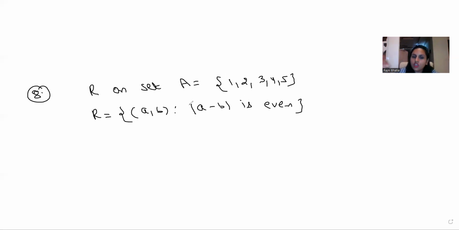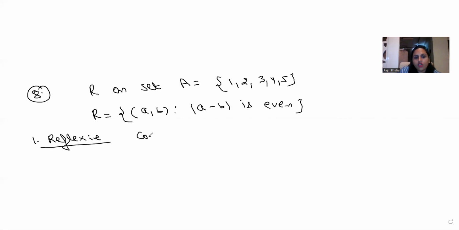Now in this case, no need to write your R in roster form. Because if we are going to write the elements, we are going to get many elements. The questions such as a minus b is integer, a minus b is even, a minus b is a multiple of 4, a minus b is a multiple of 3, all these questions can be proved in a generic way. So we'll start with the reflexive part of this question.